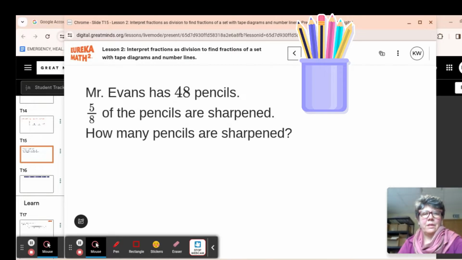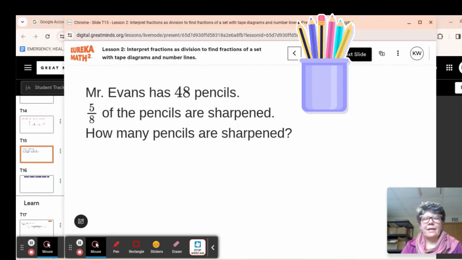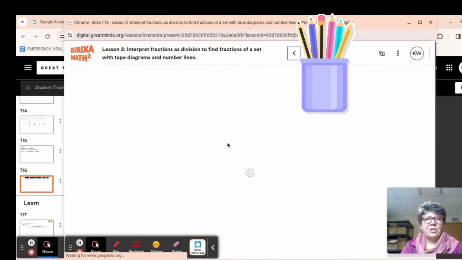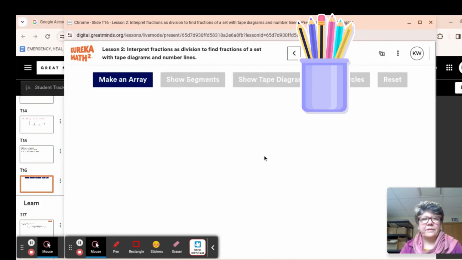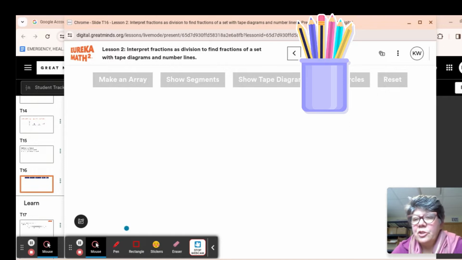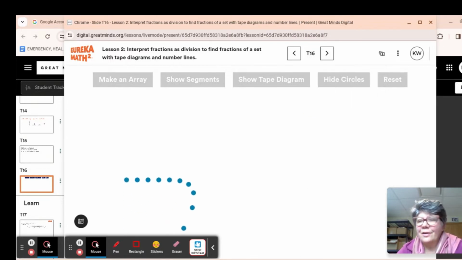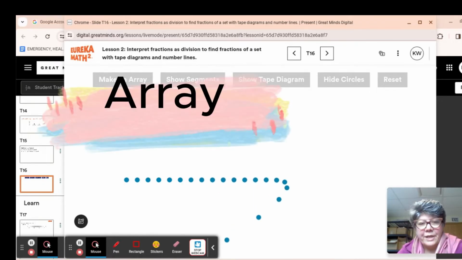So let's see if we can make an array. And I have a little bit of a digital interactive here. So let's start by making an array. And we have 48 pencils. So when we make our array, each pencil is going to show up as a circle on our screen. And we're going to have a total of 48 circles. There we go.